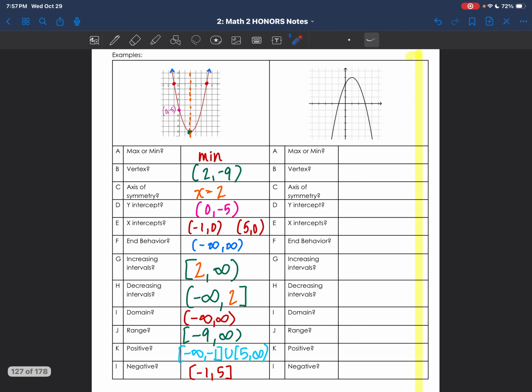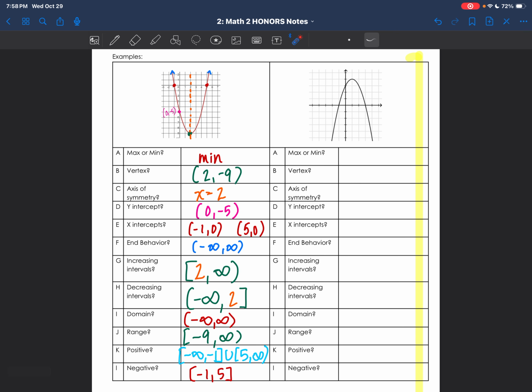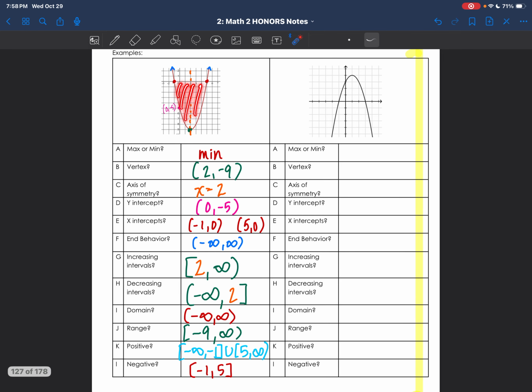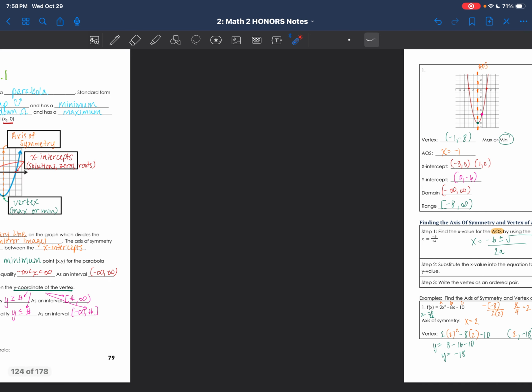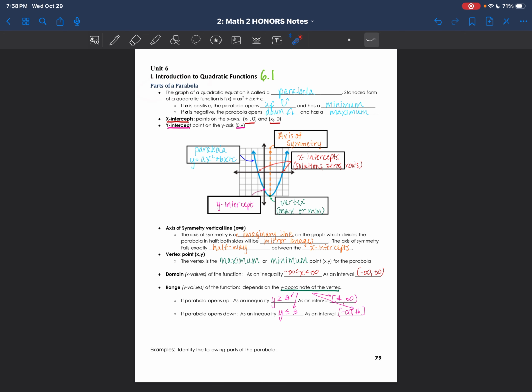And the positive portion is the part that is above the x-axis. So it's from your -infinity, and it stops here. Don't forget to make your symbol union. And then it goes from here out, so from 5, bracket, to positive infinity. And then the negative portion is all this under here, which is from -1 to 5. All right, so I want you to go ahead and put all that information on there. And that is how you find different parts of the parabola.